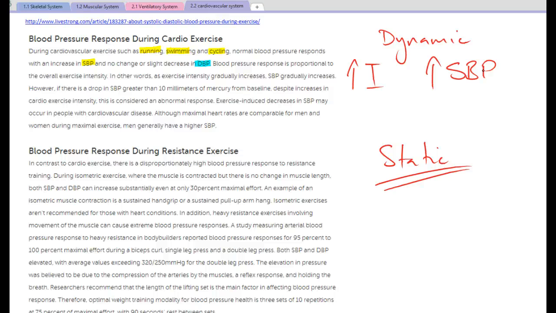Now, blood pressure during resistance. There is a disproportionately high blood pressure response to resistance training. So again, looking at isometric, muscles contract, no change in muscle length. Both systolic and diastolic blood pressure can increase substantially, over 30%, at maximal effort.